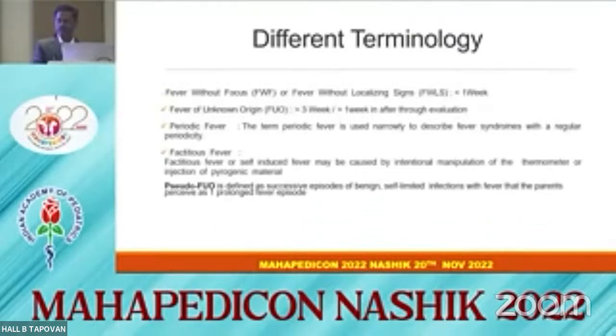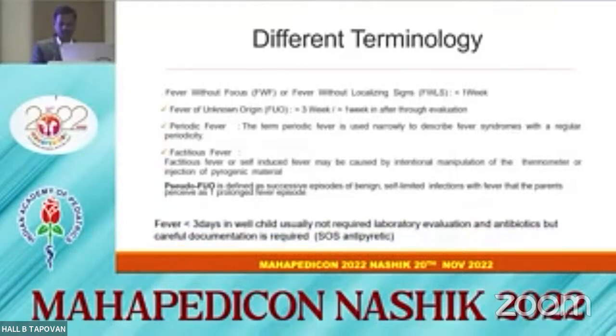Pseudo FUO, that is, fever of unknown origin, is defined as successive episodes of benign, self-limited infection with fever that the patient pursues as one prolonged fever episode. It means the patient may have some viral infection and get cured, and after 2-3 days may have another viral episode, and parents may feel the patient has continuous fever during all these days. That is known as pseudo fever.